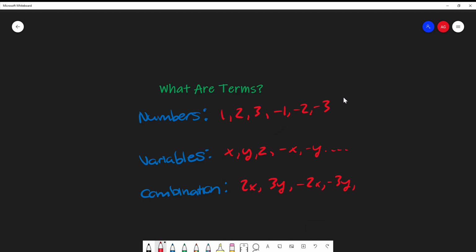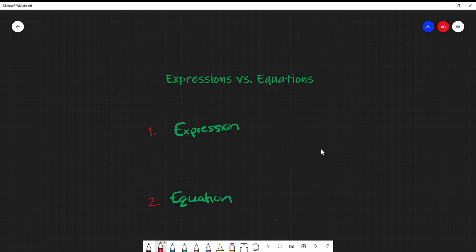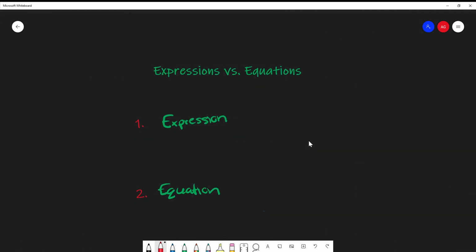So now we know what terms are. They can be numbers, variables, or a combination. Let's go into an expression versus an equation. These are two very commonly mixed up phrases, but they don't mean the same thing. So an expression is a combination of terms. Like we went over, they can be numbers, they can be variables, and they can be a combination of both.